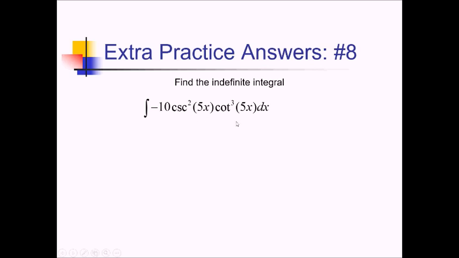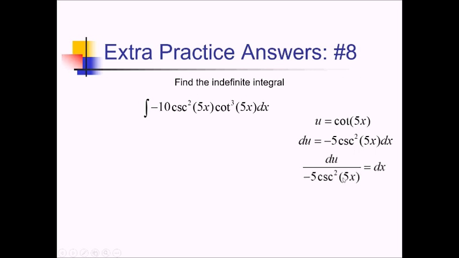So let me start by letting u equal cotan of 5x. And then du is going to be negative cosecant squared of 5x times 5, so negative 5 cosecant squared of 5x dx. And then du over negative 5 cosecant squared of 5x is going to be the same as dx. All right, let's replace some things over in the original. I'm going to rewrite this as negative 10 cosecant squared of 5x times, and now instead of all this stuff, I'm going to write u to the third power. And then instead of dx, I've got du over all that stuff down there.